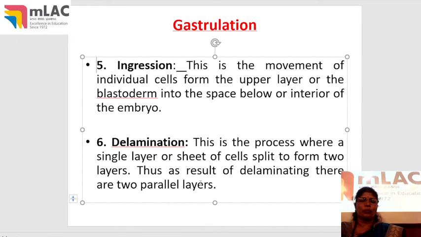Individual cells will move. Next, coming to the delamination. This is the process where a single layer or sheet of cells is split to form two layers. This is called delamination. So two parallel layers will form.